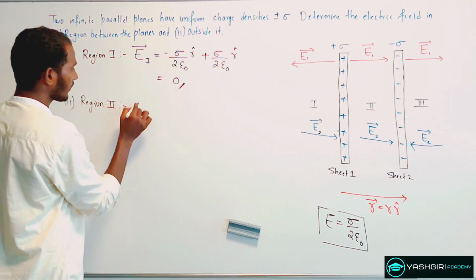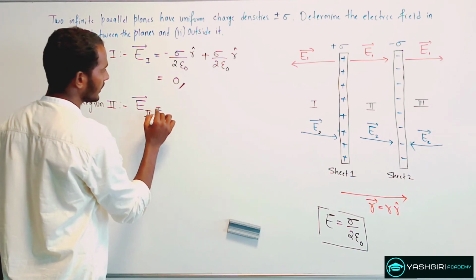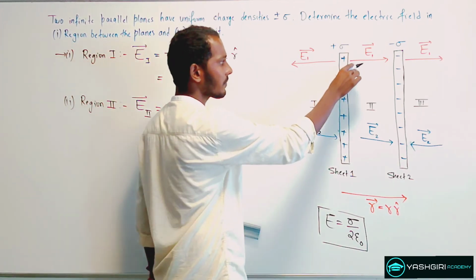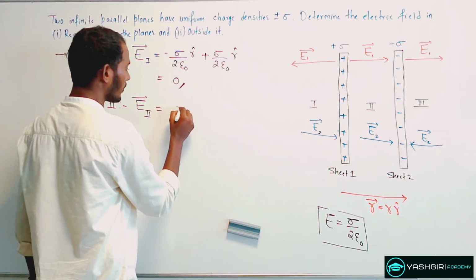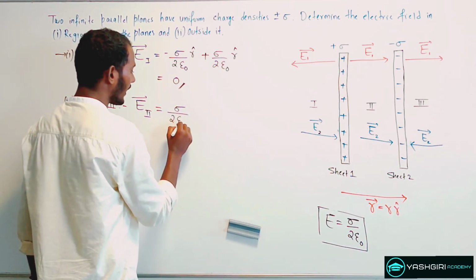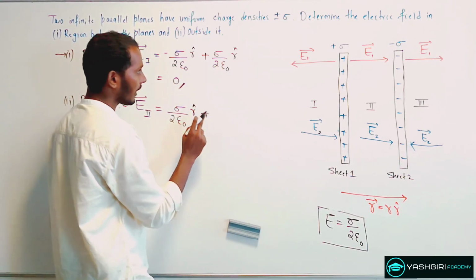In region 2, the electric field E1 is pointing towards the right, the same direction. So I can write this as positive charge, sigma upon twice epsilon naught into r cap, along the same direction as the r cap.